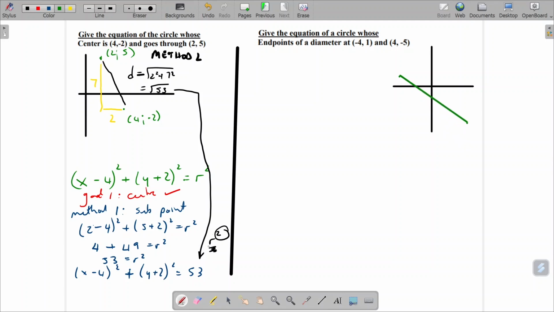Okay, so we need to think about this diameter. What we do know about diameters is they give rise to right-angled triangles subtended. Is that really relevant in this context? No, it's not. So what else do we know about diameters? We know that diameters run through the circle center. And we know that the circle center is going to be the midpoint of the diameter. So the first thing I'm going to realize is that the circle center is the midpoint of the diameter.